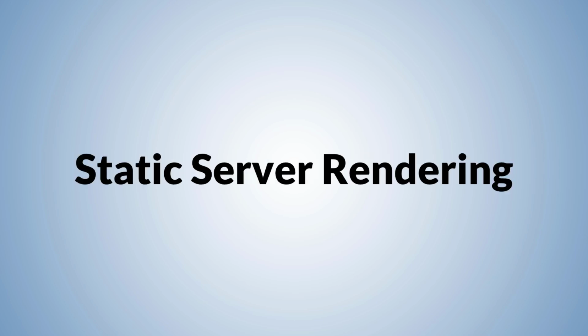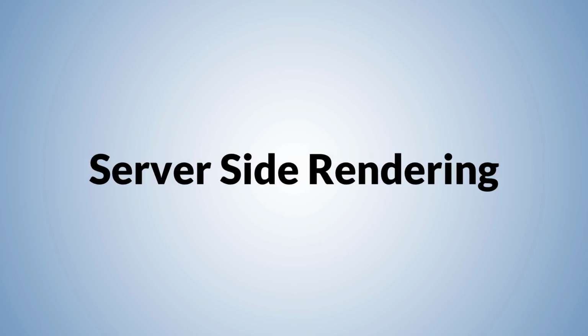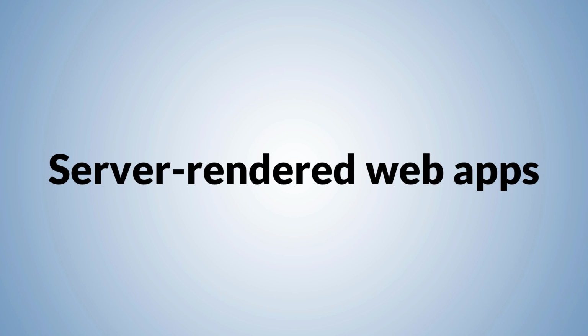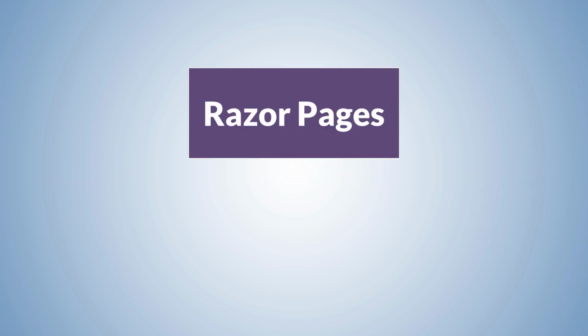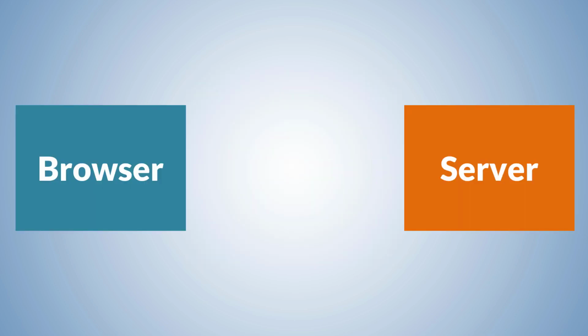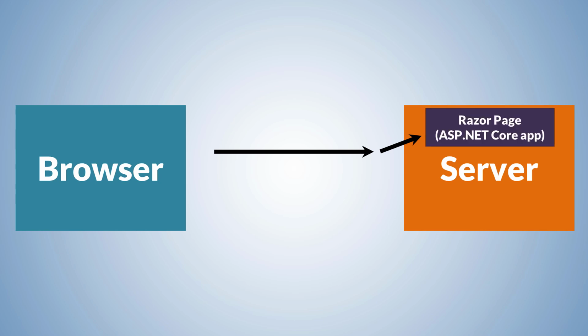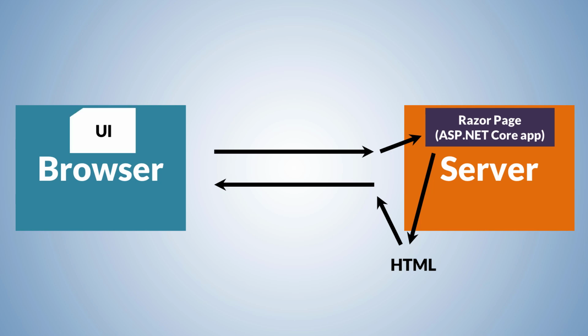First, we used static server rendering or server-side rendering to build server-rendered web applications with frameworks like Razor Pages and MVC. In this model, the browser sends a request to the server. On the server, the request is routed to an endpoint such as a Razor page, and the Razor page executes on the server to dynamically render HTML, and that HTML is added to the response and sent back to the client browser, and the browser then displays the web page.